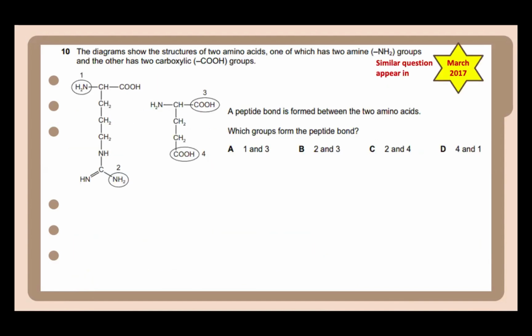The diagram shows the structures of 2 amino acids, one of which has 2 amine groups and the other has 2 carboxylic groups. A peptide bond is formed between the 2 amino acids. Which groups form the peptide bond? This question is a similar question that appeared in March 2017.